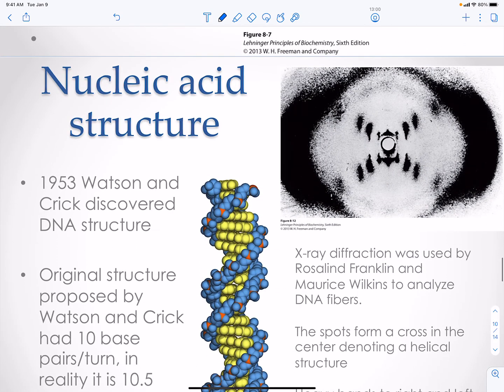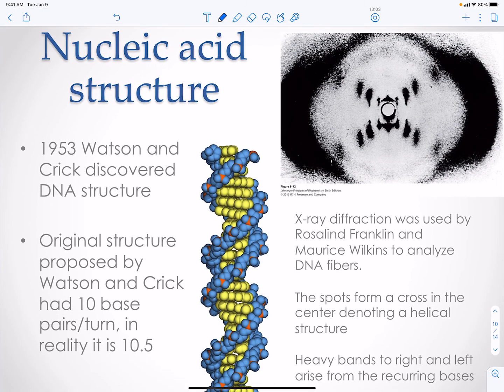All right, so in 1953, we know famously that Watson and Crick discovered the DNA structure. And originally, Watson and Crick had thought that the structure had 10 base pairs in each turn. And in reality, it is actually 10.5, to make it a very nice uniform structure that we know. Rosalind Franklin and Maurice Wilkins were the ones that initially took pictures using X-ray diffraction and were analyzing DNA fibers. And they found that this created a helix type of structure. And this X-ray diffraction was used by Watson and Crick to propose their model for DNA.